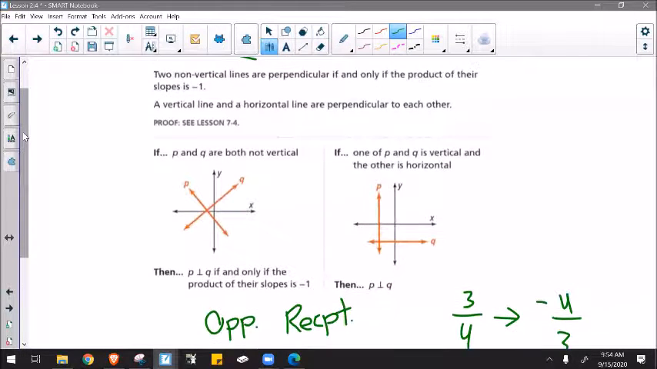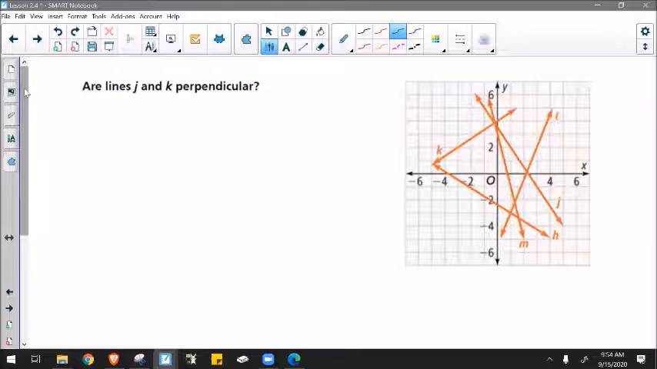All right. Part 2 says a vertical line and a horizontal line are perpendicular to each other. That one's pretty easy to see. Those make right angles. Remember, perpendicular means a 90-degree angle or a right angle. All right, so now are J and K perpendicular? Let's find out. Let's figure out the slope of J. Line J. So here is our line J right here in green. Let's find nice points. That's always going to be the key, is finding 2 nice points here.